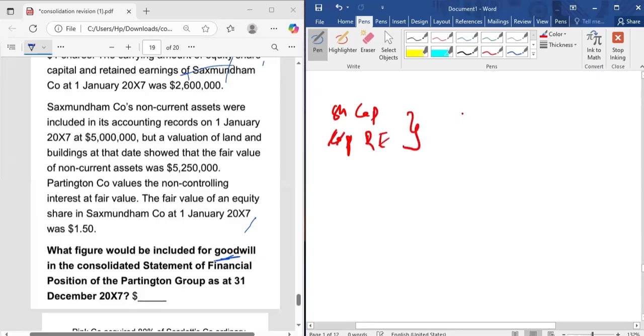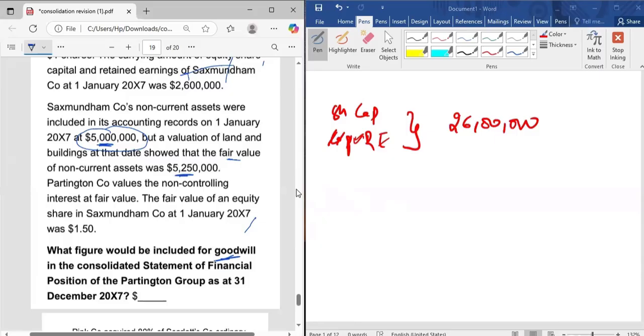So this was given as 26 lakhs. Earlier they had given us some adjustments in retained earnings, but in this question they have directly given us the retained earnings and share capital at acquisition. What else I have to do here is adjust the fair value. When this acquisition took place, the land and building in the books were shown at 5 million, but the actual value on acquisition was 52 lakh 50,000.